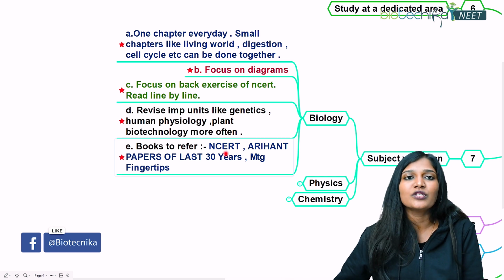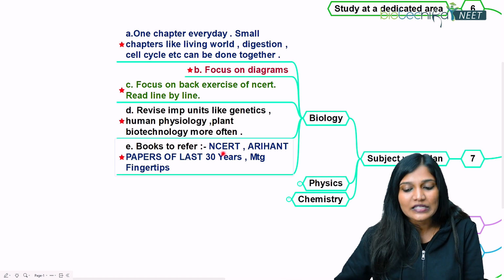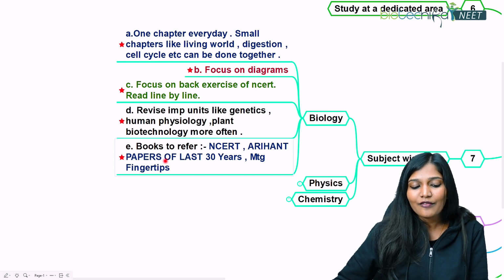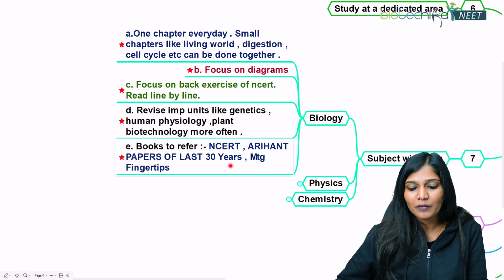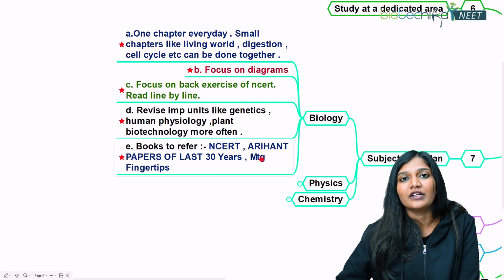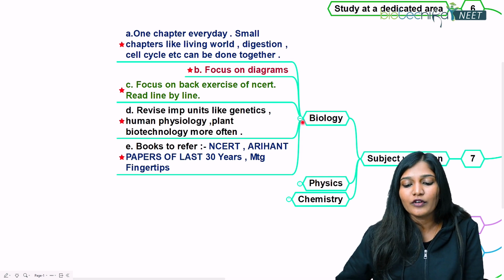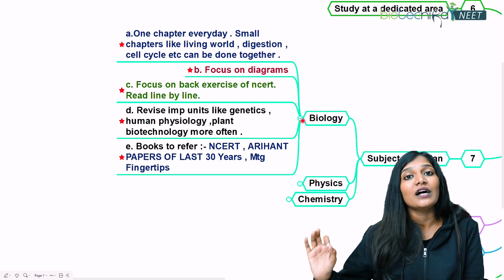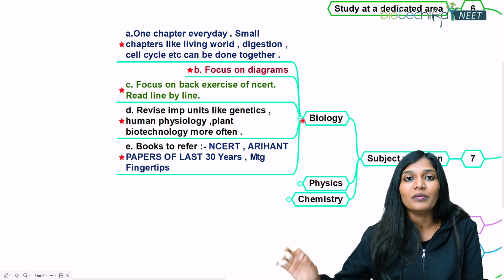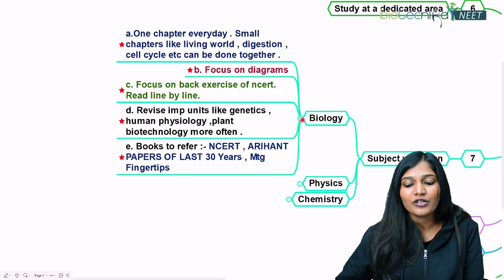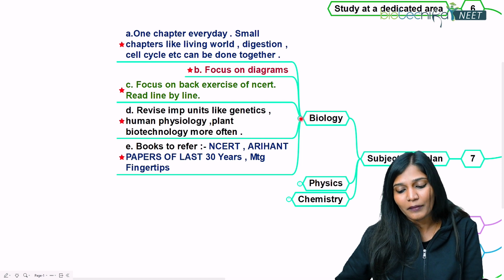And then what are the books that you can refer? Definitely NCERT is a must for biology. And you can have Arihant papers of the last 30 years, and definitely MTG Fingertips is a must for solving all the questions. And very specifically, assertion reason questions should be kept on solving in biology, because you tend to make a lot of mistakes in that only. So try to solve assertion and reason questions also in biology.